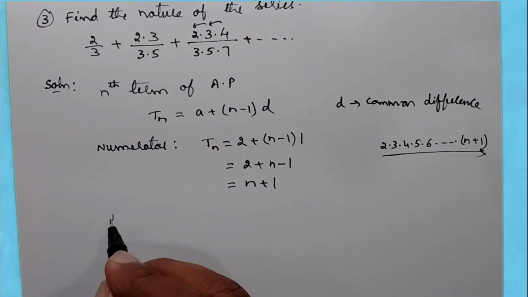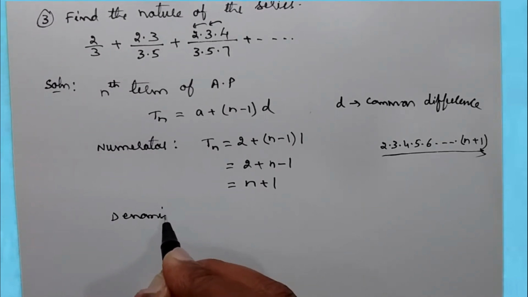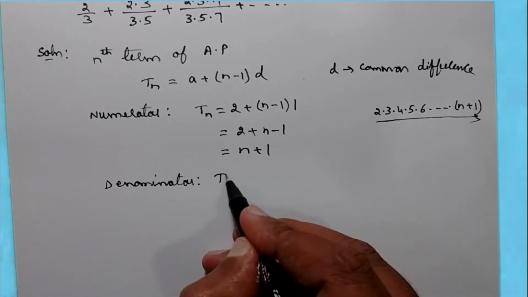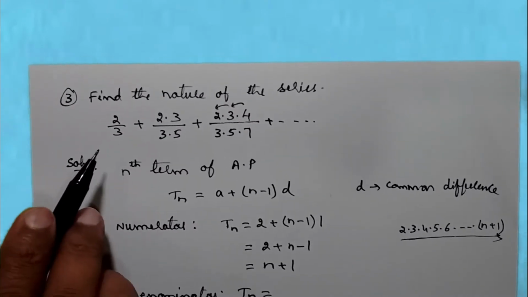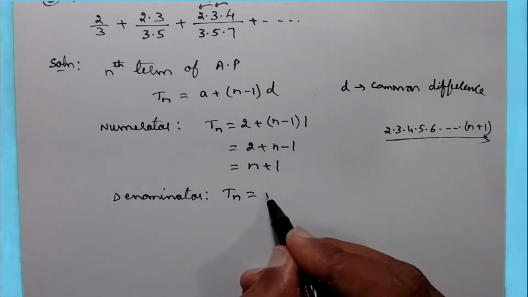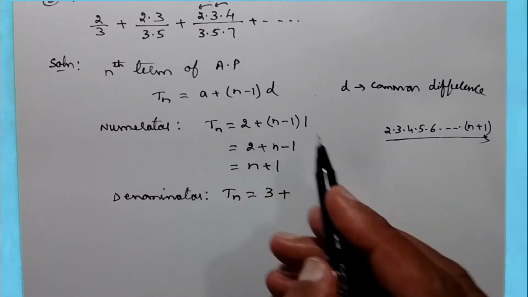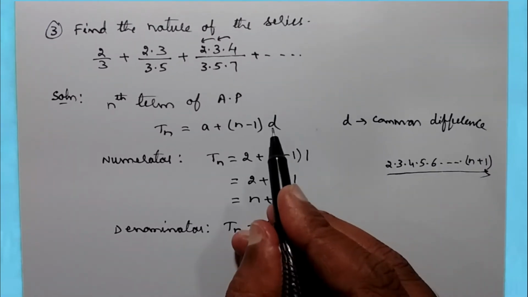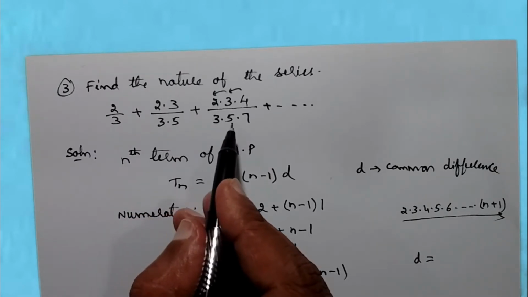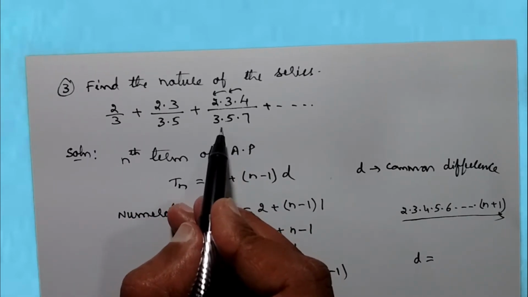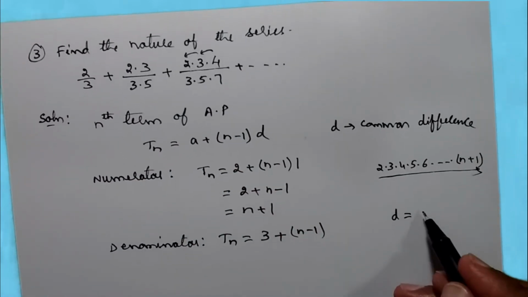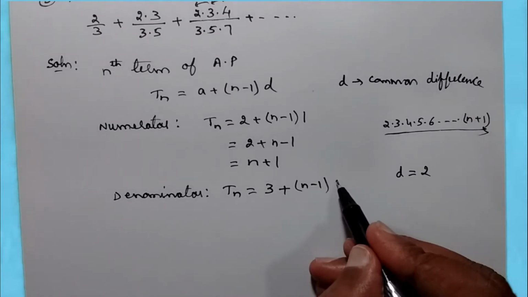Now let us go for the denominator value. Denominator, nth term. If you try to observe, the first term in the denominator starts with 3. So a will be 3, plus n minus 1 into, what is the common difference d in this case? You try to observe, 3 is there, 3 into 5, 3 into 5 into 7. What is the difference? 5 minus 3, the difference is 2. 7 minus 5, the difference is 2. So the d value will be 2 over here.